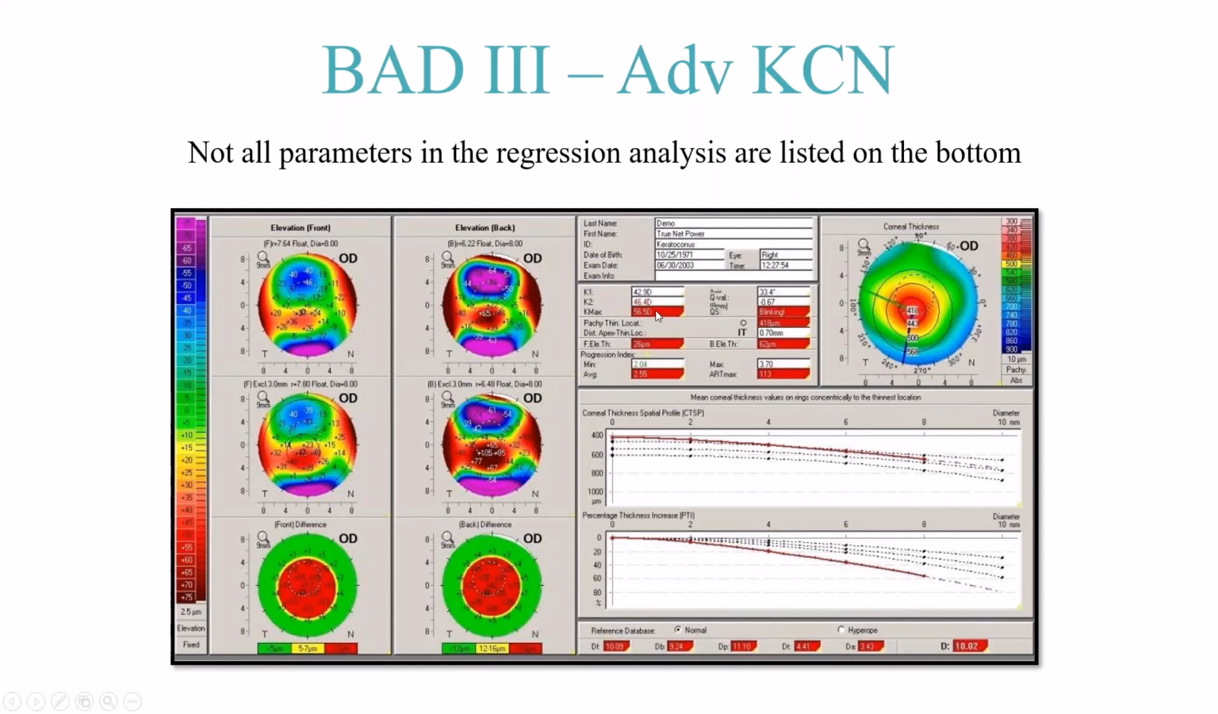Here you'll notice Kmax abnormal, elevation in the back, thinnest point. Basically, everything here is abnormal, and we have an overall reading that's more than 10 standard deviations outside the norm. People are confused that they think these are all the parameters. That's not. There are 9 parameters. We just can't fit 9 of them down on the bottom here. So these parameters also are entered into the regression analysis.